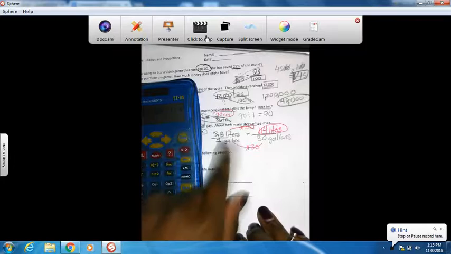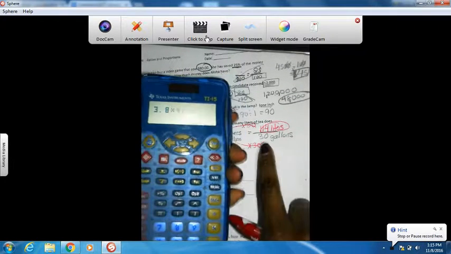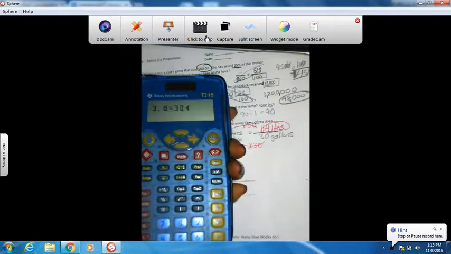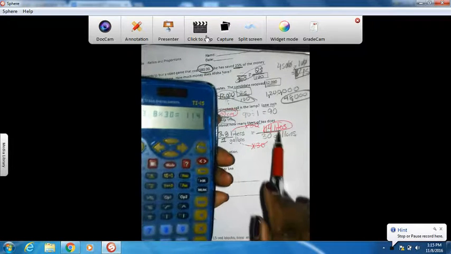So let's do it. 3 8/10 times 30 gives us 114, and then we divide by 1, which would give us the same answer, 114.